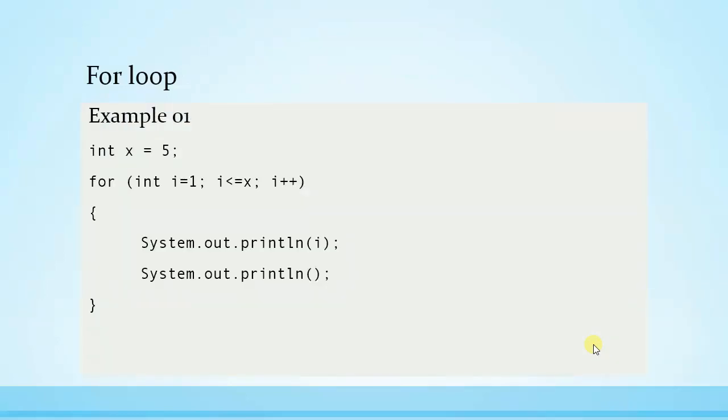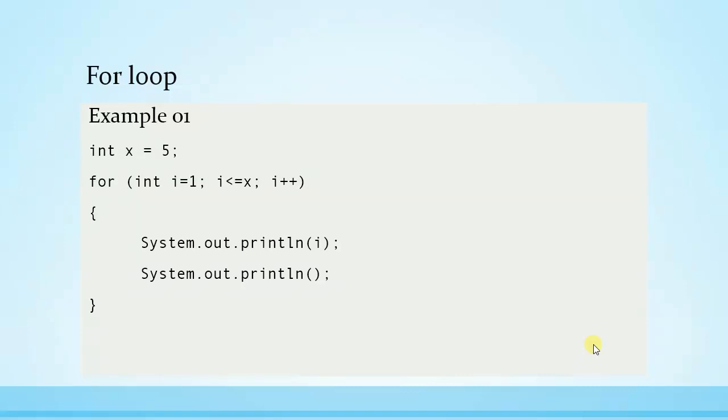So here is our first example. As already told, the control flow executes the statements one by one, top to bottom. So here first it executes int x equal to 5. So the value in x is 5. After that it enters the for loop, and it executes the initializer portion of the loop. Here the initializer portion is int i equal to 1.